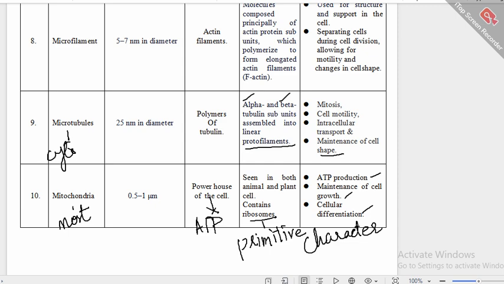So by this we have completed some of the subcellular organelles. We will be looking at the remaining subcellular organelles in our next section.